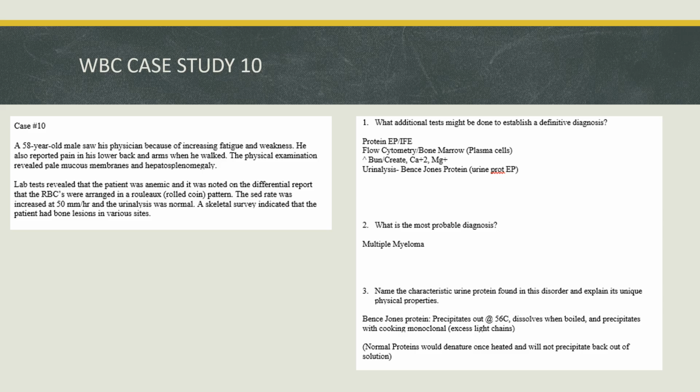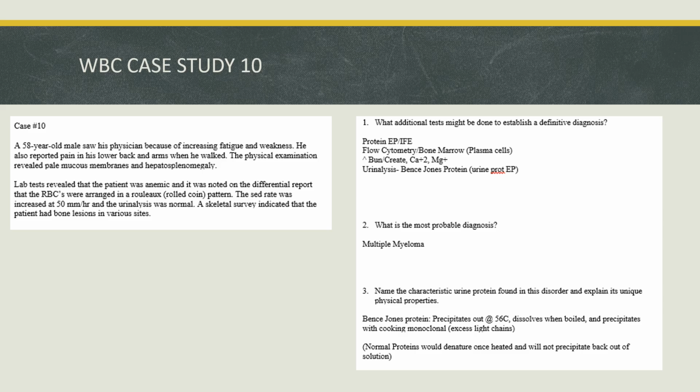And remember, those Bence-Jones proteins precipitate out at 56 degrees Celsius. They dissolve when boiled and precipitate out with cooling. That says cooking. I don't know why, but cooling, not cooking. And the normal proteins would denature once heated and would not precipitate back out of solution. But in the case of Bence-Jones proteins, they don't denature in the same way that other proteins might.